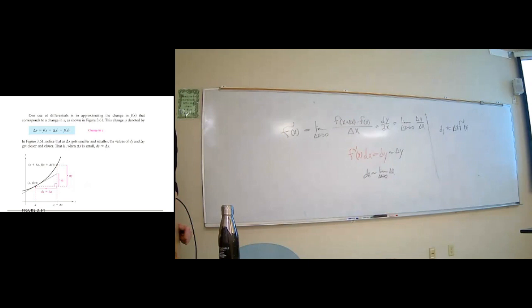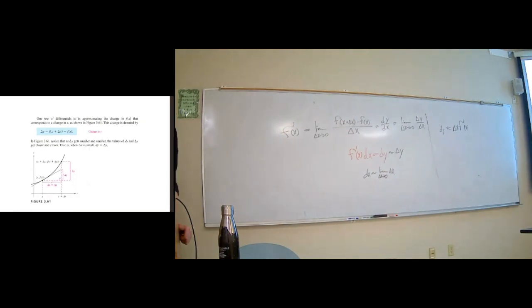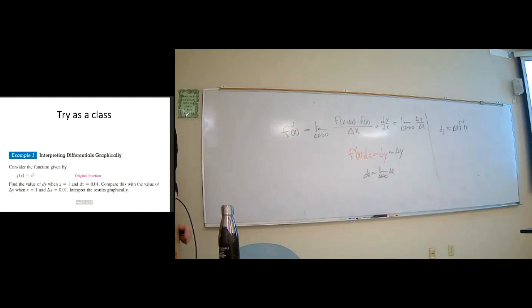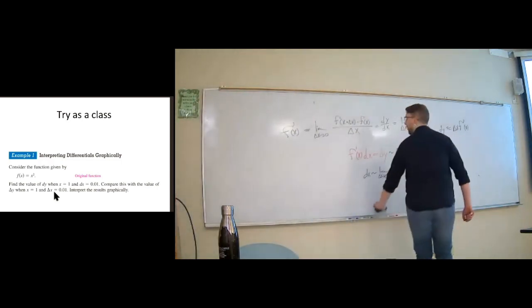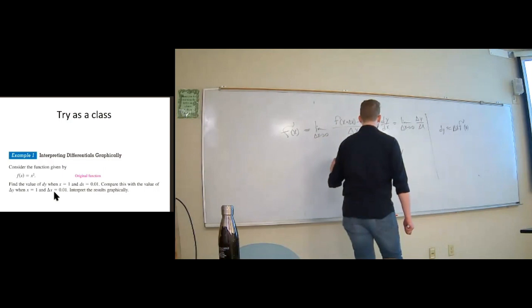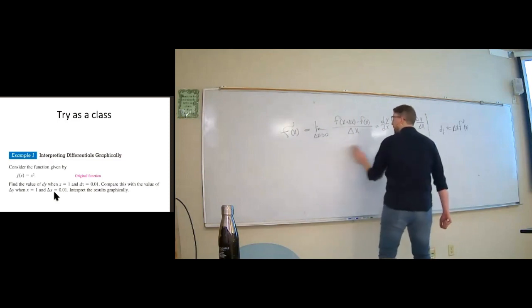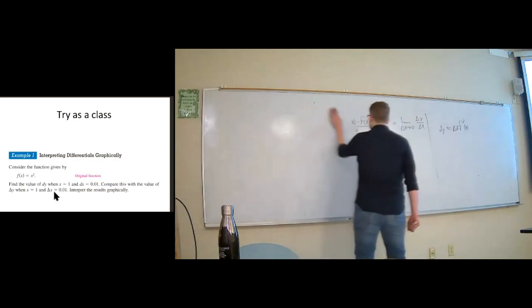Again, this is really just all about error estimates, error measurements. That's really what we're going to be talking about here. So we're going to assume that dx is 0.01. Let me write some of this out to make sense of everything.